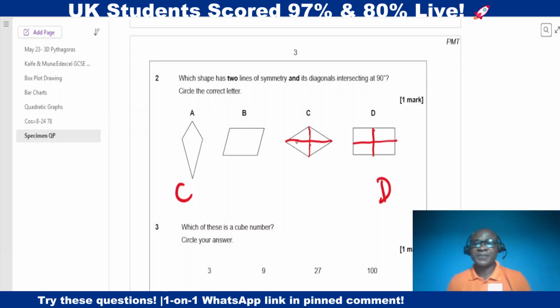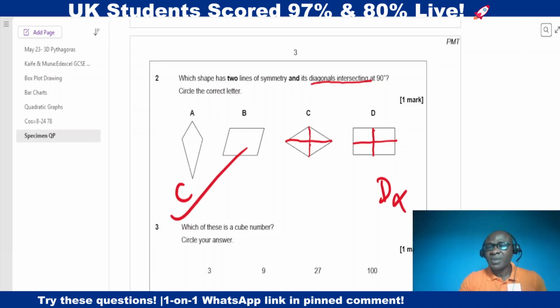I see. All right. So Mona, why your answer is not correct is because the diagonals make 90. Do you understand? Yeah. Here it is the two lines of symmetry that make 90 here. Are you getting me? Yeah. So the right option is Kaife's option. All right. So C is correct, and it comes with 1 mark. Is that okay? Yes.